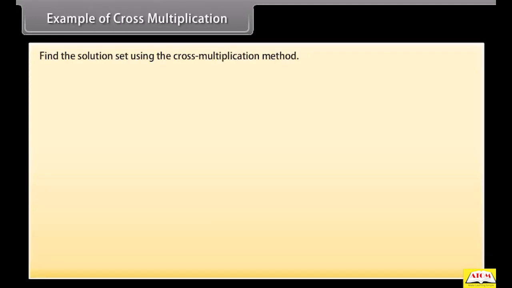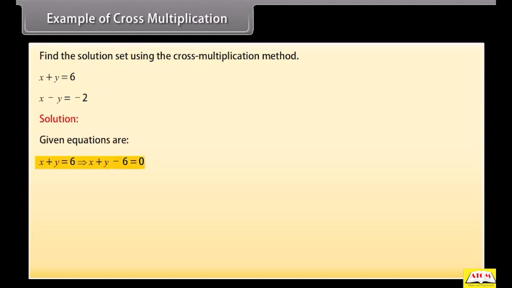Example of cross multiplication. Find the solution set using the cross multiplication method. x + y = 6, x - y = -2. Solution: given equations are x + y = 6, so x + y - 6 = 0, and x - y = -2, so x - y + 2 = 0.